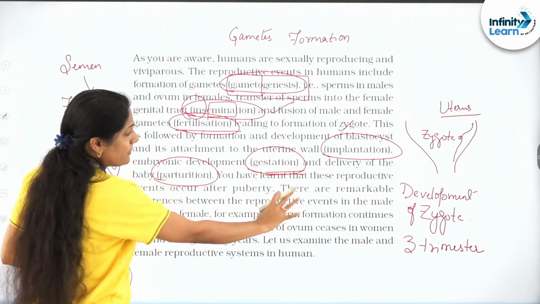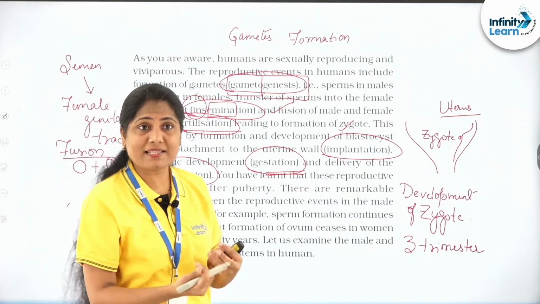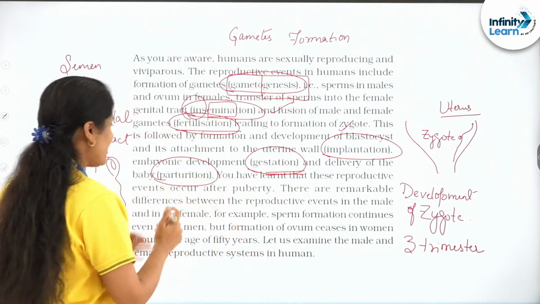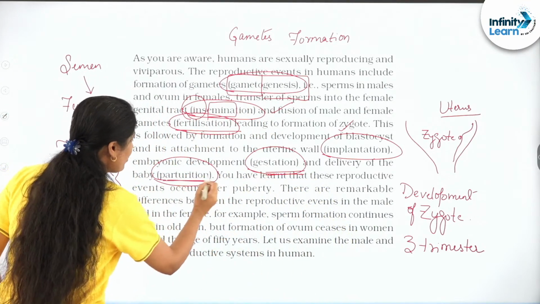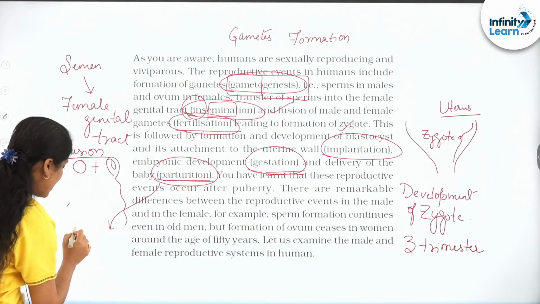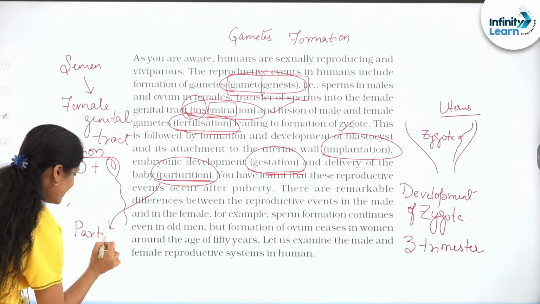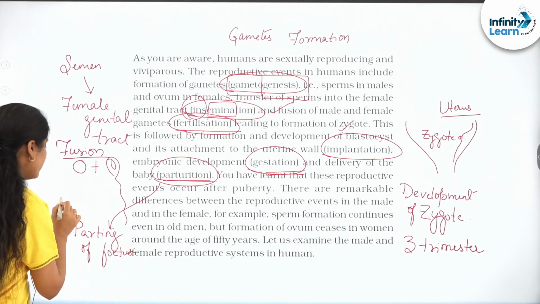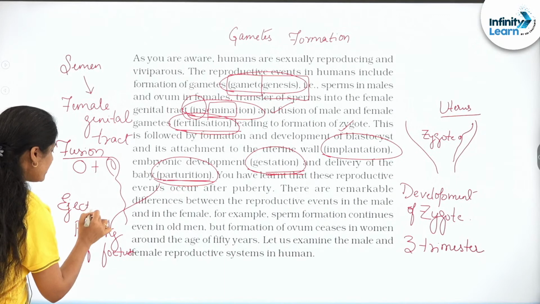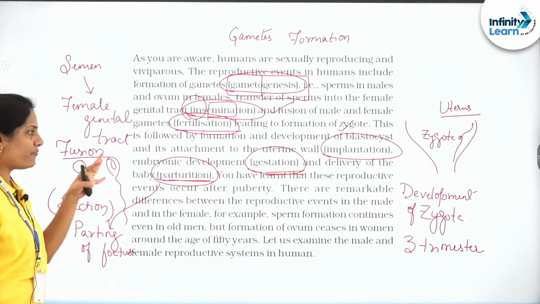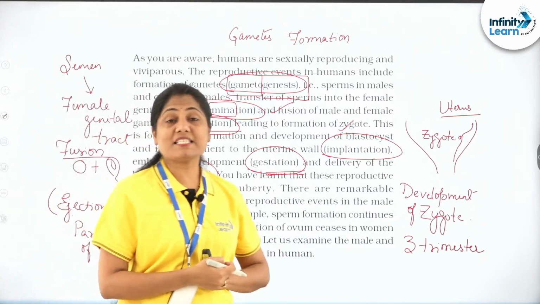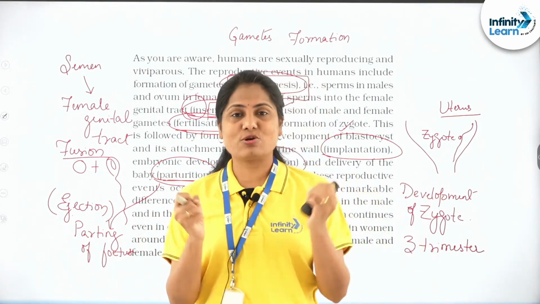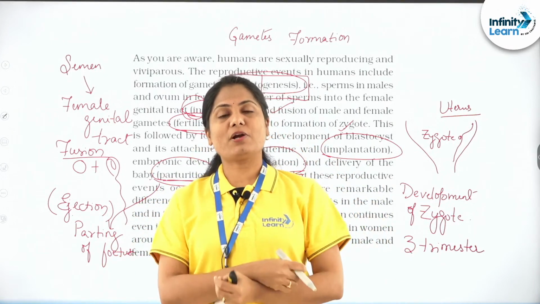So once after the baby is fully grown, what happens next? It is ejected out of the mother, right? So that is what is referred to as parturition. It's basically the parting of the fetus, or the ejection of the fetus from the mother. That is what is called parturition. So this is what we are going to learn, kiddos, as far as this human reproduction chapter is concerned.